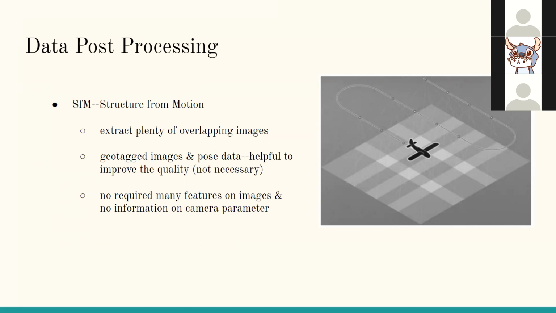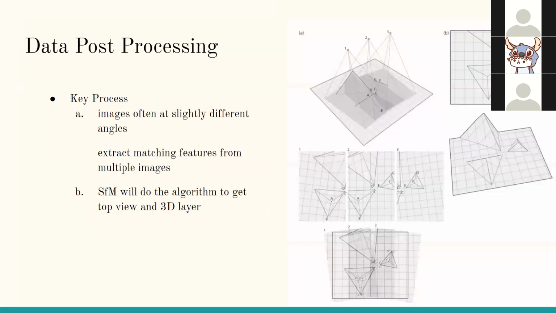Unlike the traditional way, you don't need many features on the images for which the 3D location is known. And you also don't need camera details such as focal length and number of pixels. Geotagged images and pose data of the drone are not necessary, but helpful to improve the quality and speed up the process. The right side image illustrates how to create 3D from images.